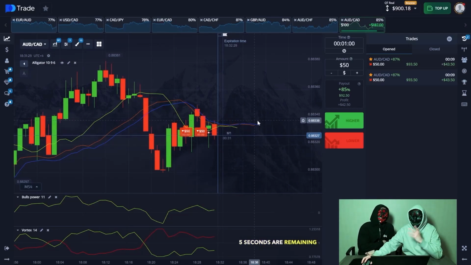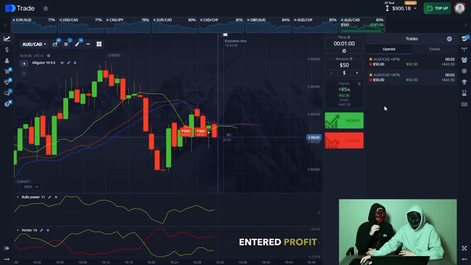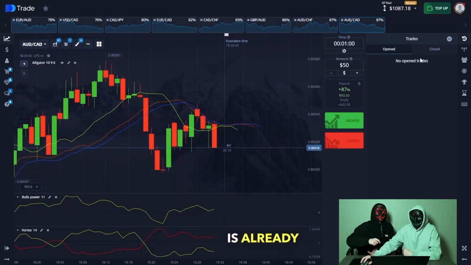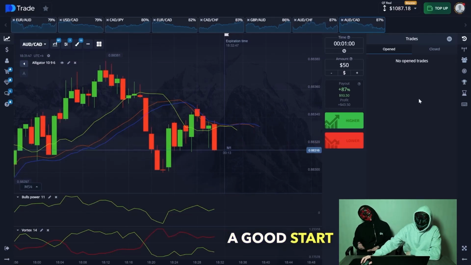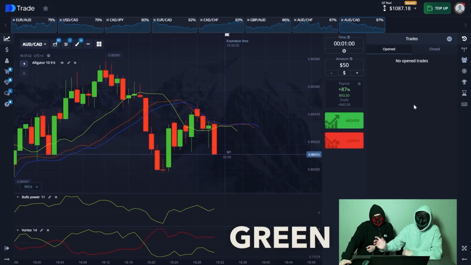5 seconds are remaining and we see that we have taken a good position, 3, 2, 1, and our trade has successfully entered profit. The first profit on our balance is already $10.87, a good start. We conducted a small test. The next trade will open red, a great deal, green.